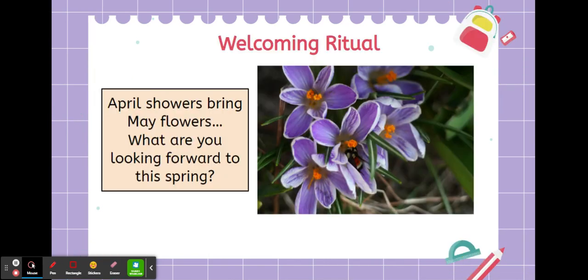Let's start with our welcoming ritual. The old rhyme, April showers bring May flowers, has me thinking, what are you looking forward to this spring? Please pause here to share with your colleagues.